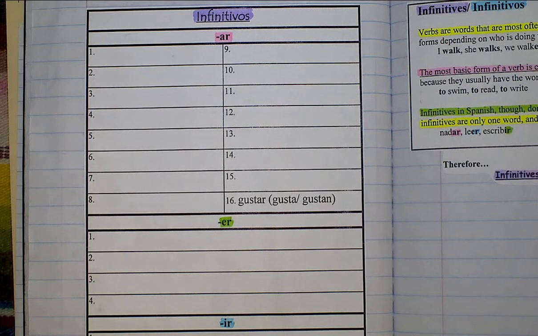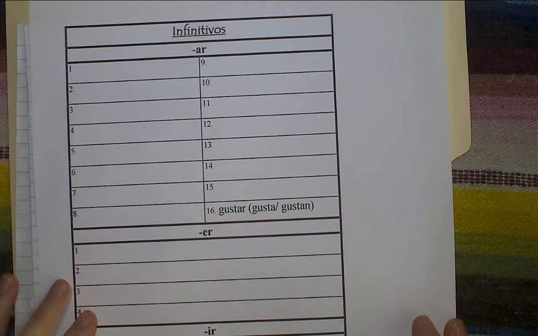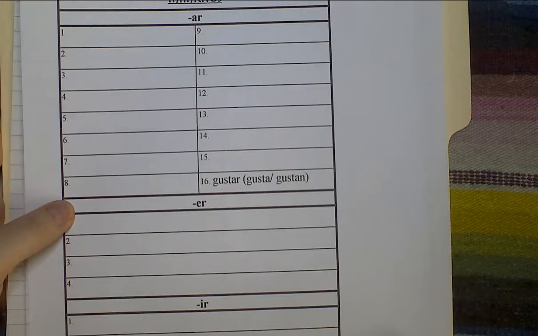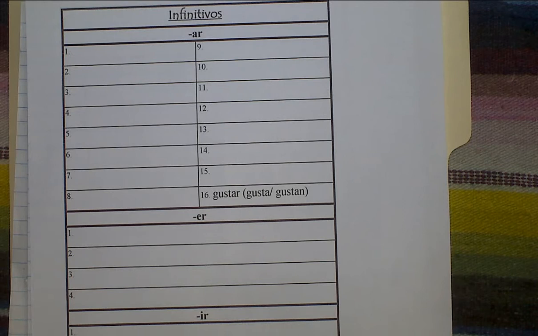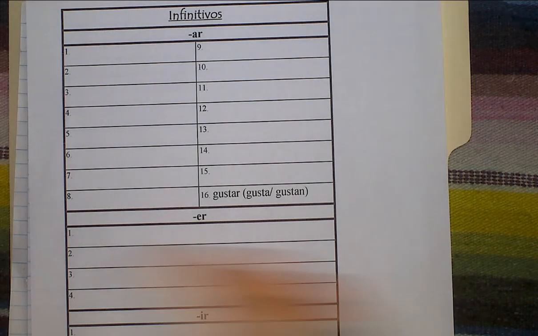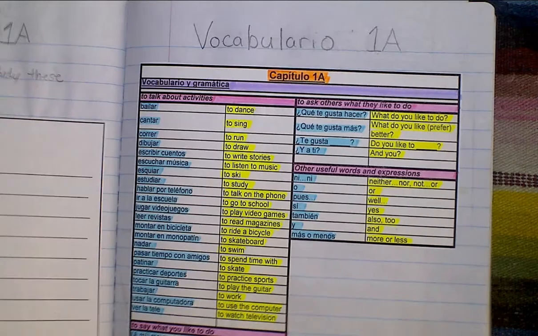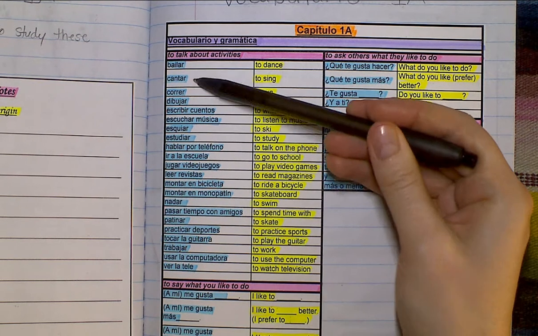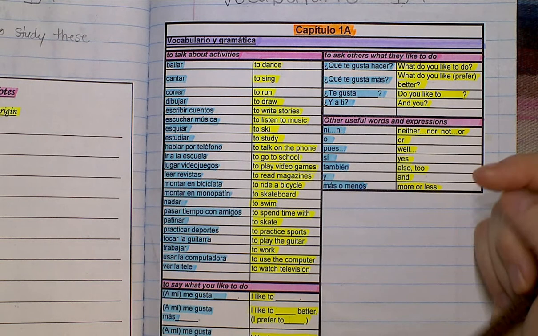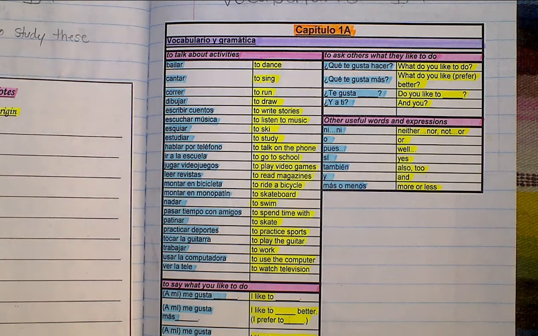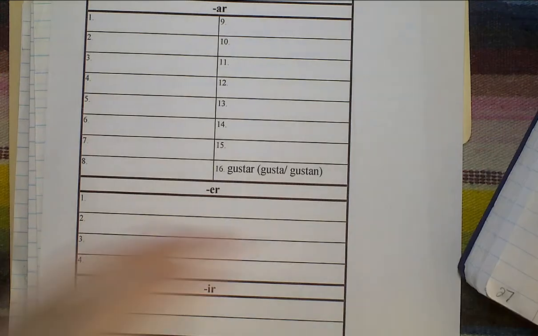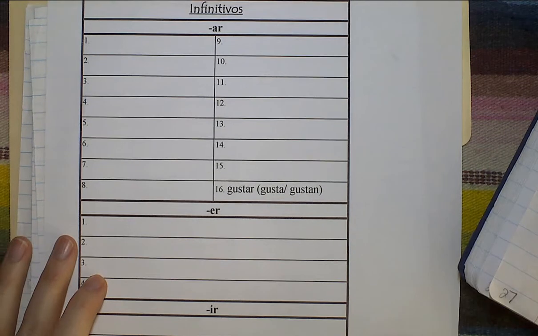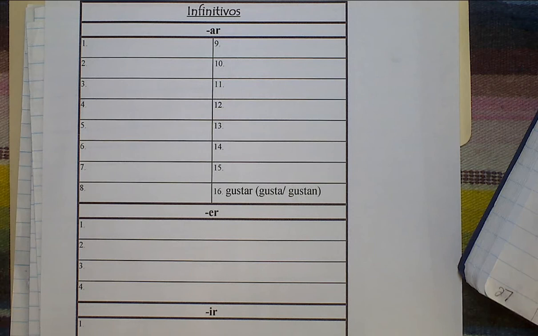Okay, so I'm actually going to move this, and I'm going to use this paper. And what we're going to do is we're going to look at your vocabulary list, your new vocabulary list. We're going to go down the page, and we're going to separate the different infinitives, all the infinitives that we can find in this list. Okay, so we'll do a few together, and then I'll give you the rest of the time to finish the rest on your own.